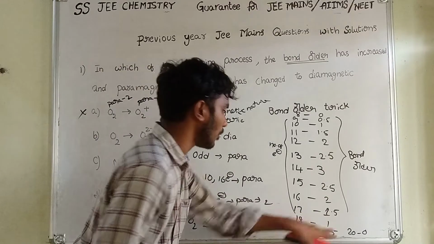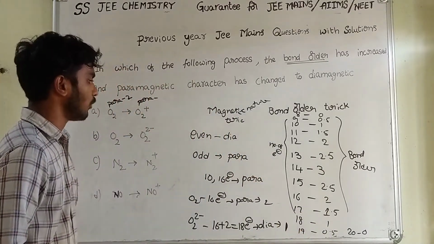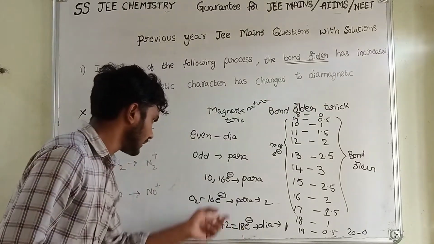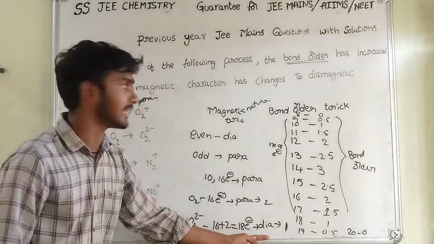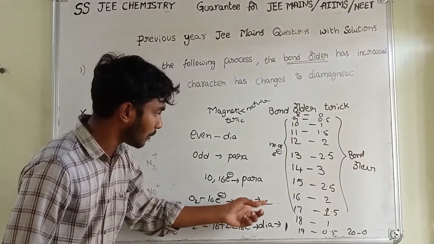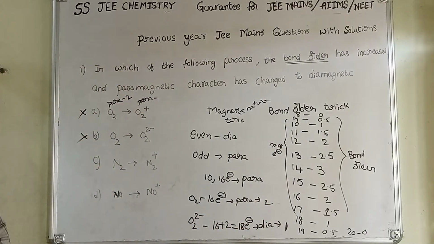And 18 electrons means bond order is 1. Here you can observe paramagnetic to diamagnetic. Yes, it is converting paramagnetic to diamagnetic. But bond order should increase. But here you can observe bond order is decreasing. So this is also not correct.